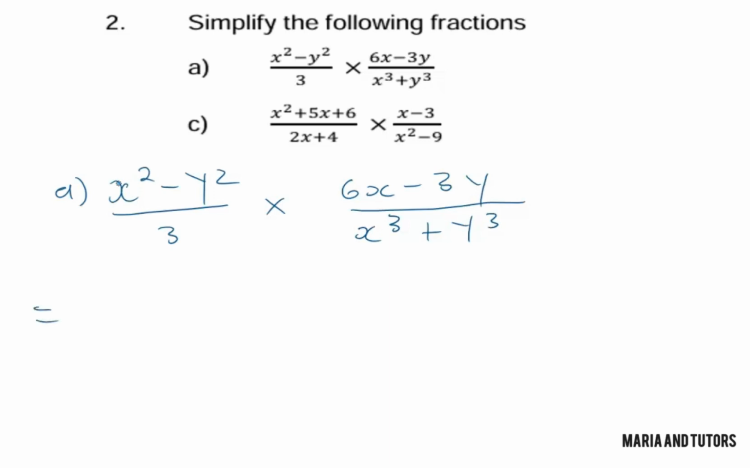Okay, what we have to do before we can multiply the two fractions is factorize the expressions that we have on our numerators and denominators. So we're going to look at the first fraction. The numerator in this case is x squared minus y squared. So this expression has to be factorized. In this case, you can see that we have a difference of two squares.